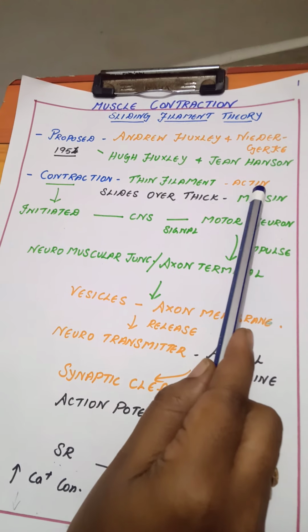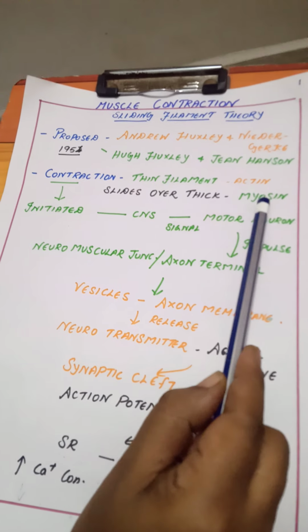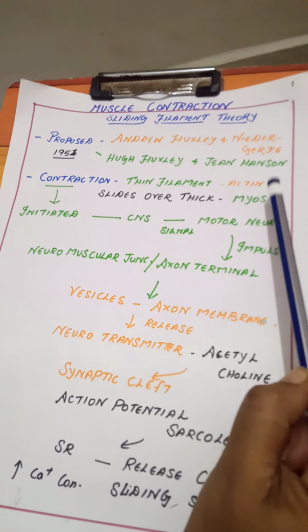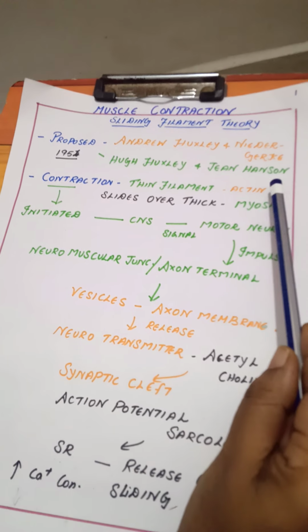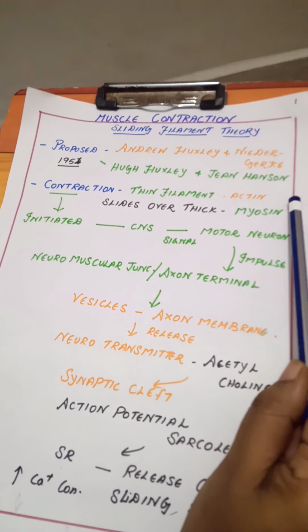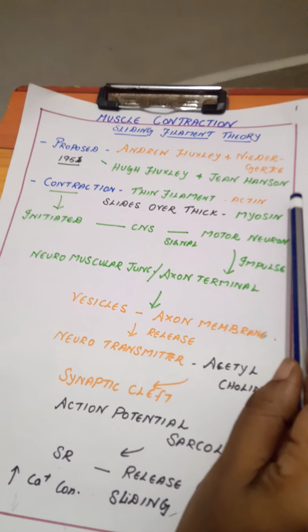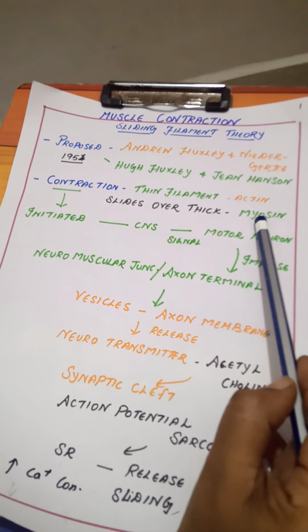The thin filament actin slides over the thick filament myosin. What is actin and what is myosin? These two are contractile proteins, which play a very important role in the contraction of a skeletal muscle fiber. First we'll see what is myosin.